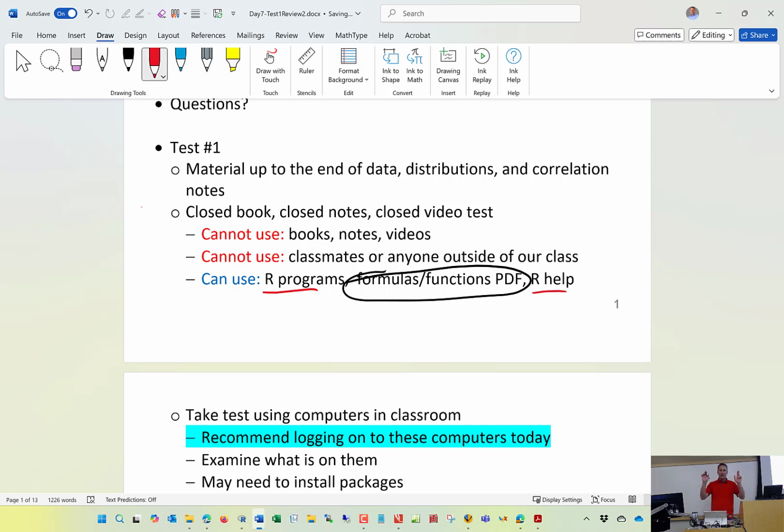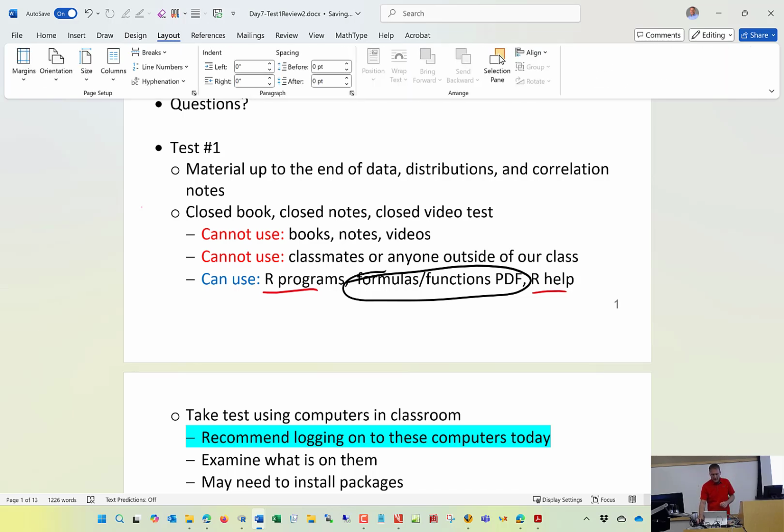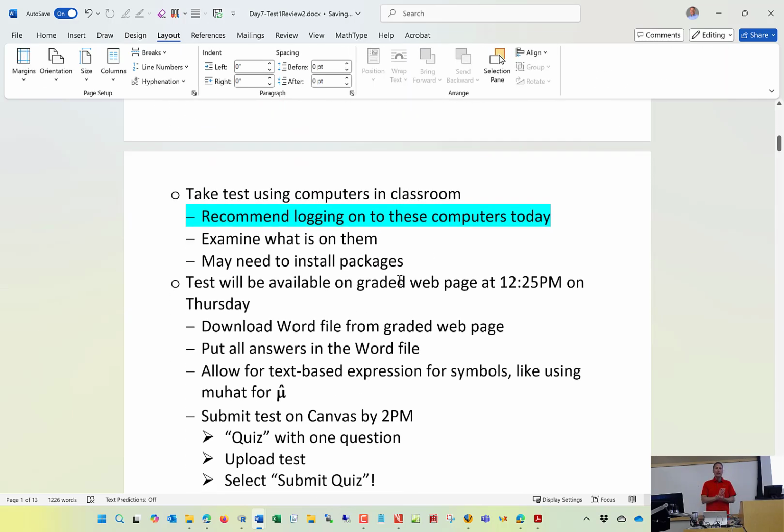You'll do the test on these computers here. If you haven't done this already, I recommend before you leave to actually log on the computer just to make sure you can do it. Make sure you see that RStudio is available. Regular R is available as well. Word is on these computers as well. You may need to install packages to do the tests.